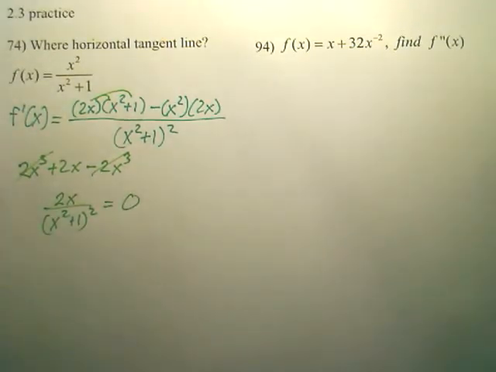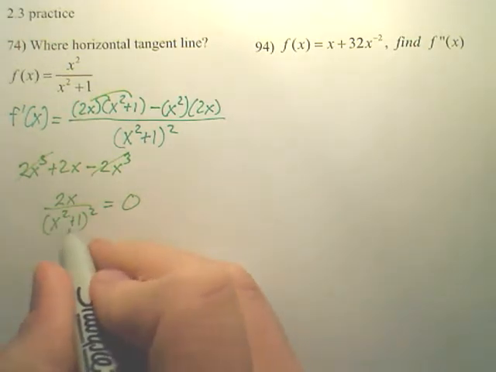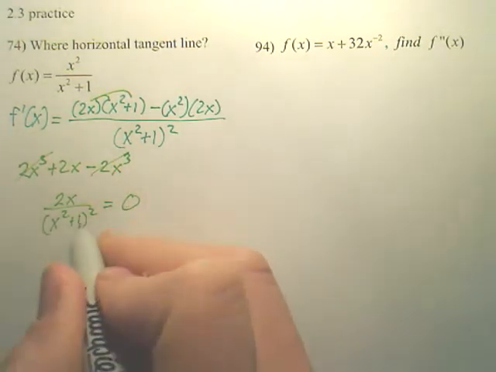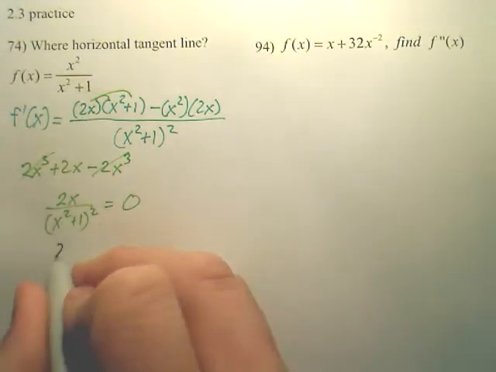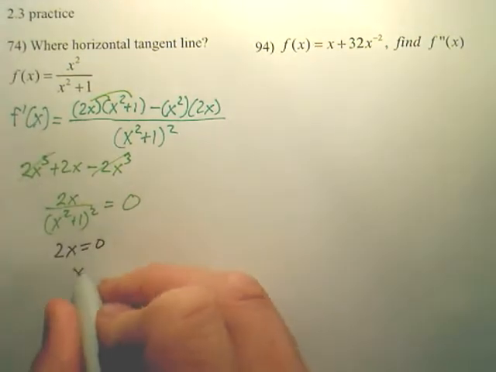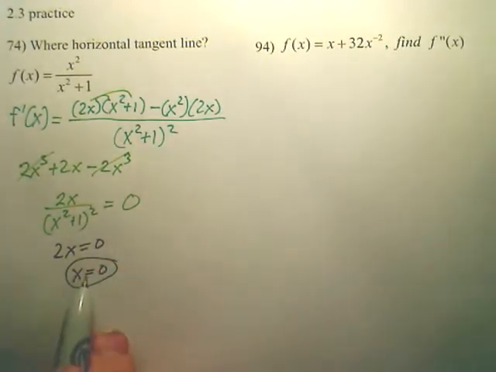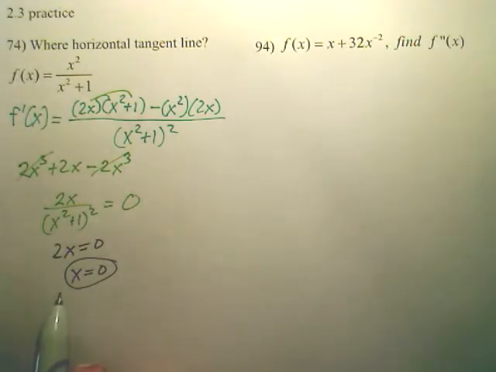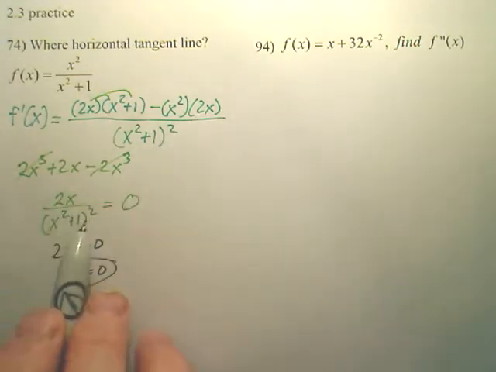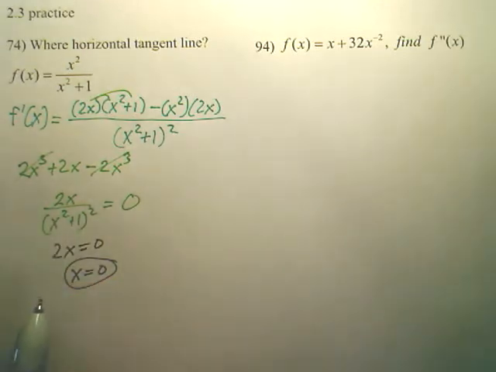So where does that equal 0? Well, you care about the top, because the bottom, we're not worrying about that equaling 0, because that won't make it equal to 0. So if you set 2x equal to 0 and solve it, you get x equals 0. So what that says is, at 0, this graph has a horizontal tangent line. Okay. So you have to derive it, set it equal to 0, and solve it.